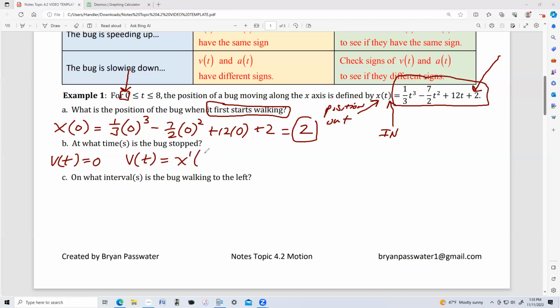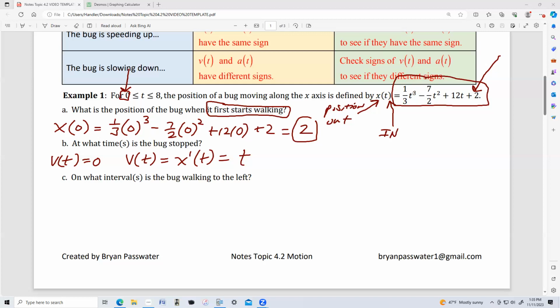So it's x prime of t. And it will not be hard to take the derivative of this. It will not be hard because it's just a simple series of power rules. So let's do it. 1/3 coefficient times exponent 3. 1/3 times 3 is 1. So you have your 1t.